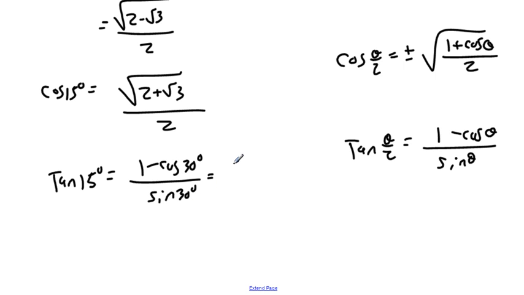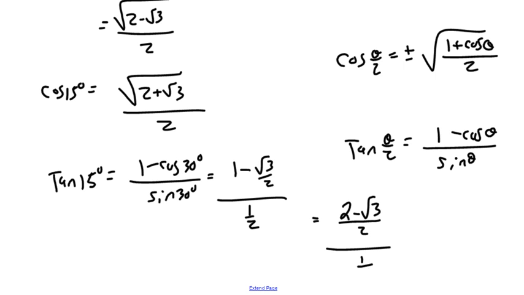Okay, so if we evaluate both the cosine and the sine right here, we're going to get 1 minus radical 3 over 2. That would be the numerator. And then in the denominator, sine of 30 degrees is just 1/2. Okay? So if I continue down here and simplify the numerator, I'm going to multiply this top and bottom by 2. So I get 2 minus radical 3 all over 2, and that's all over 1/2.